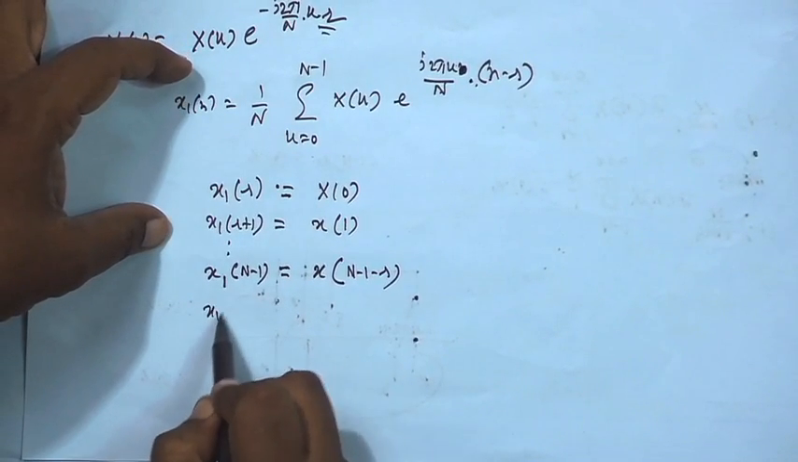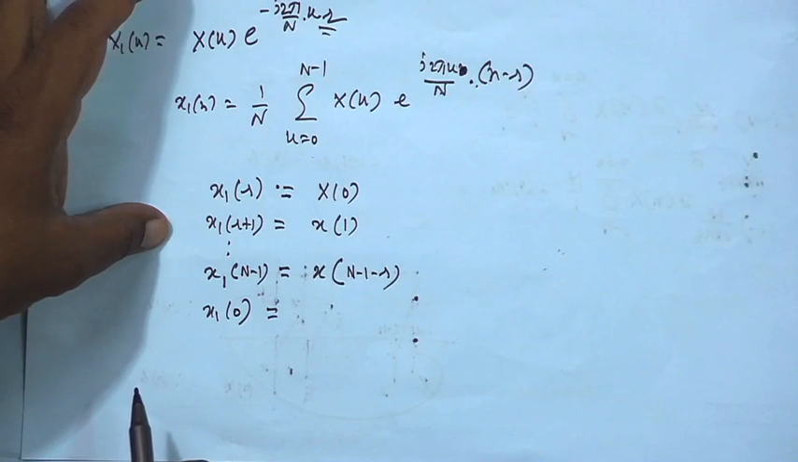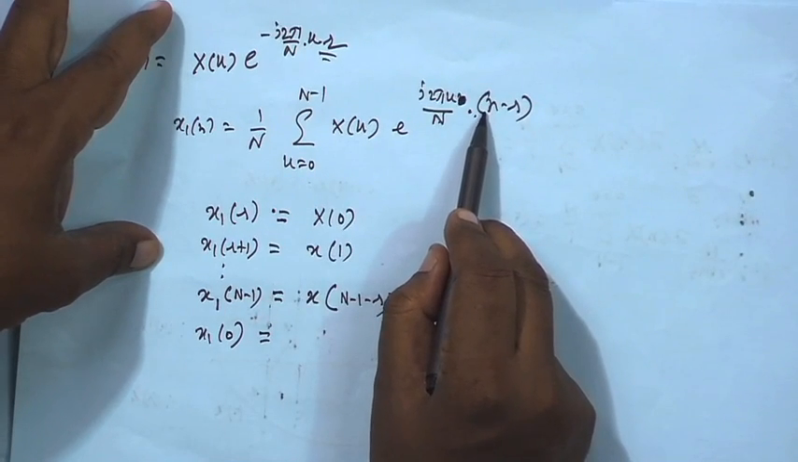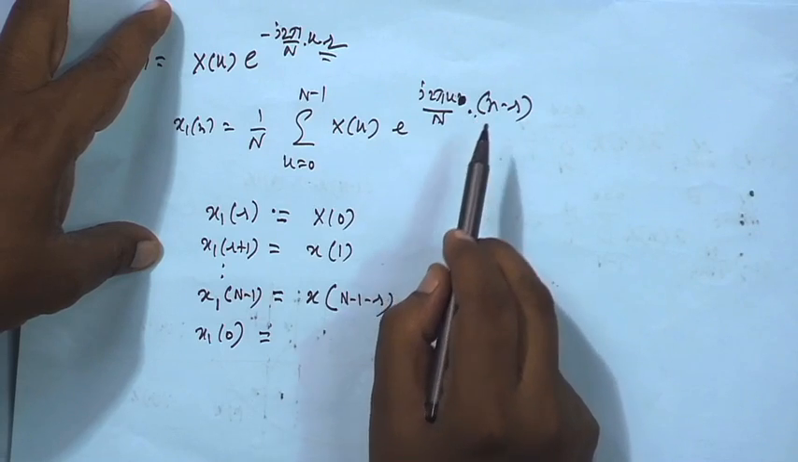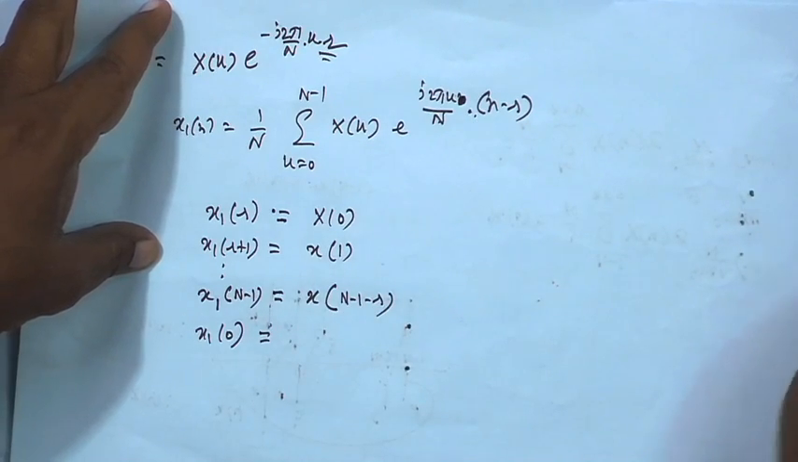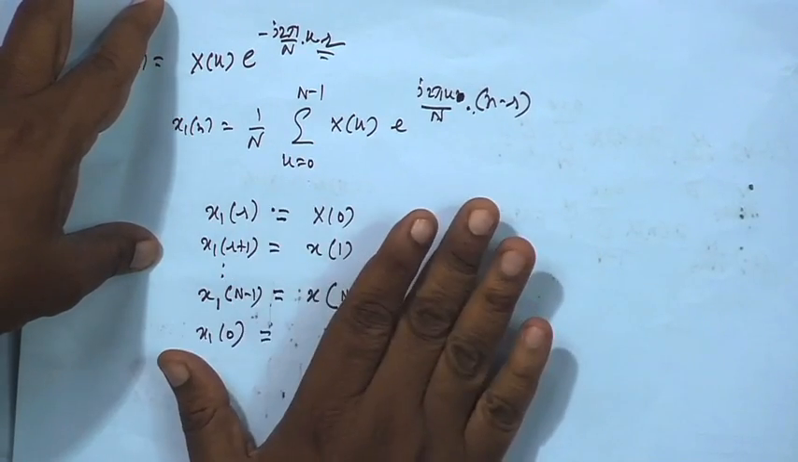Then x 1 0. X 1 0 means, if I put n equal to 0, then what happens? I ask you to think about this, and I will join here in the next section. Thank you.